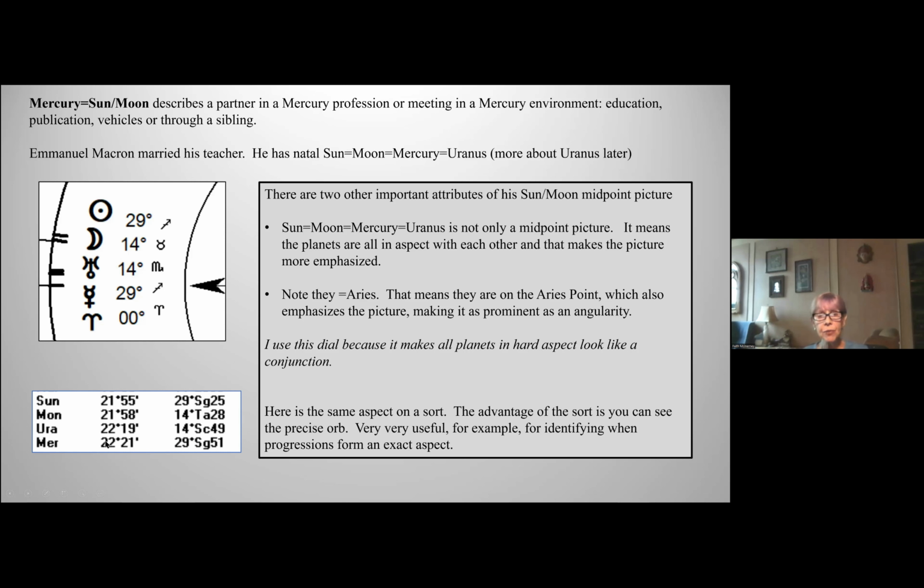And the advantage of a sort is that you see the precise orb. You see that the difference between the Sun and Mercury is only 26 minutes. This whole picture is only a 26-minute orb. So the advantage of this, other than what we've just looked at, is that you can identify when progressions form an exact aspect. And I really don't know of any other technique in astrology that will let you do that in this simple kind of way.